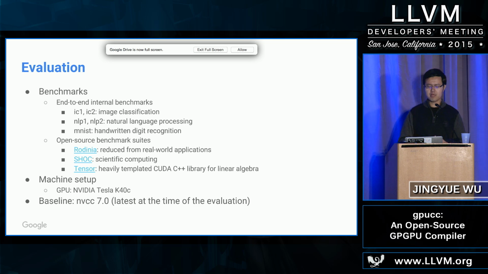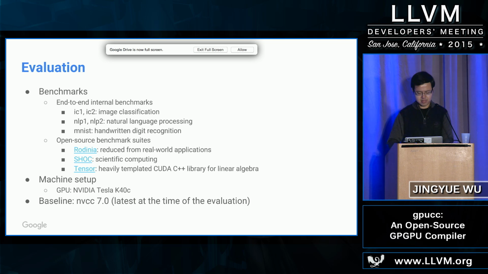And for open source benchmarks, we pick Rodinia, Shoc, and Tensor. The first two are very popular. Tensor is a module in the Eigen library, which is a templated CUDA C++ library for linear algebra. Very heavily templated code, very, very special compared to the other 2 benchmarks.